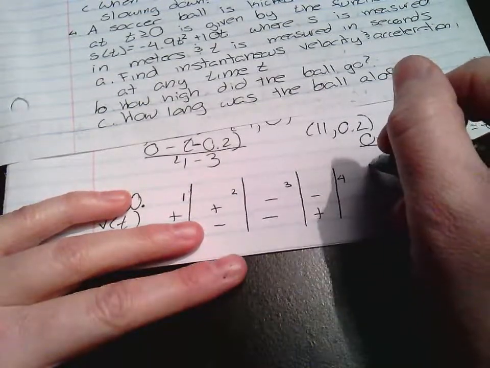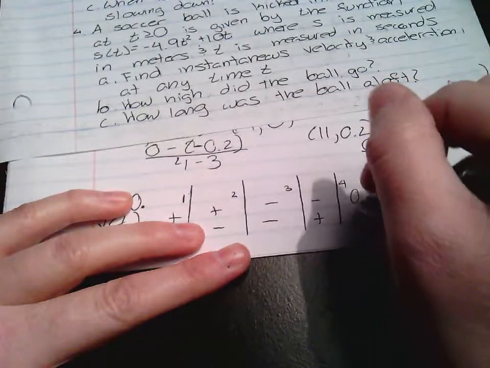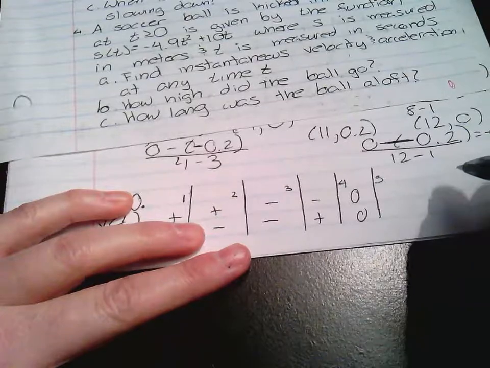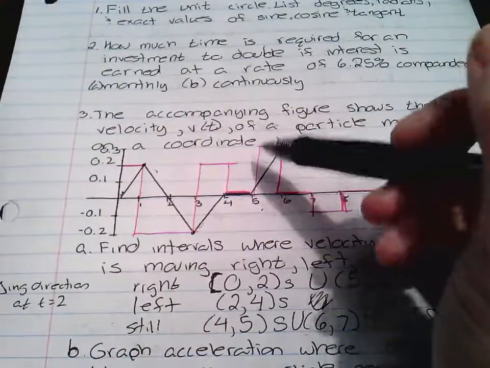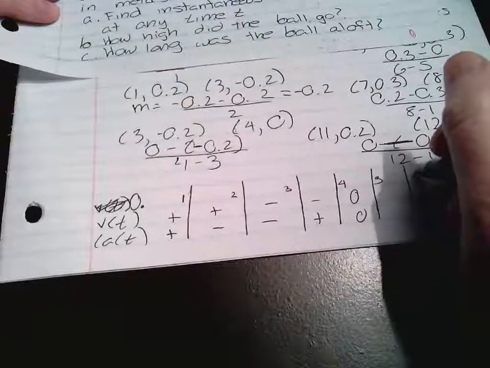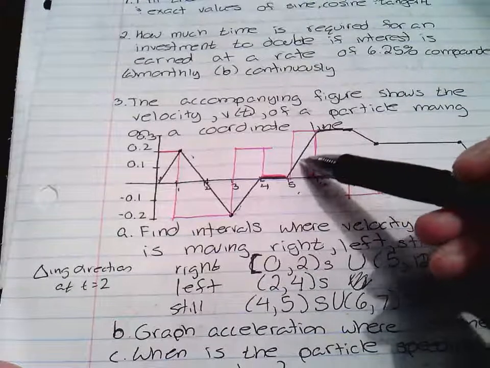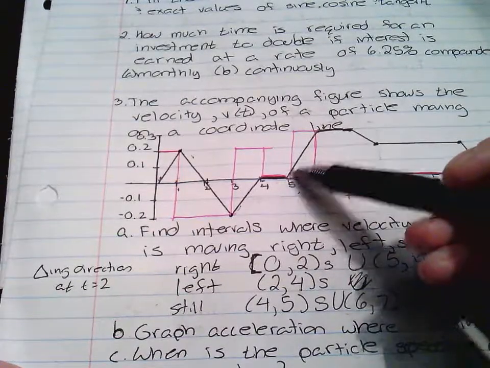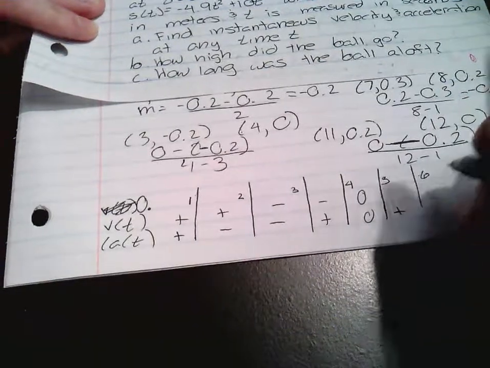I guess we can put that there. 4 to 5 is 0. 5 to 6: velocity is above the t-axis, and acceleration is positive. It's a positive slope, so acceleration is positive. Positive and positive.